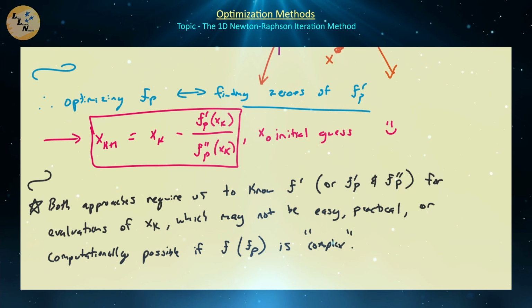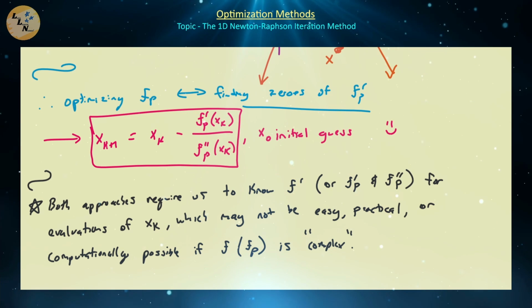Now, since we learn a bunch of rules in single variable calculus, such as the product rule, quotient rule, chain rule, maybe some of your teachers even gave you a 5-page derivative problem which required a lot of algebra in order to find it. Even though you could theoretically get the derivative or the closed form representation of any differentiable function, it's sometimes not easy, practical, or even computationally possible if the function f or fp is extremely complex, right?